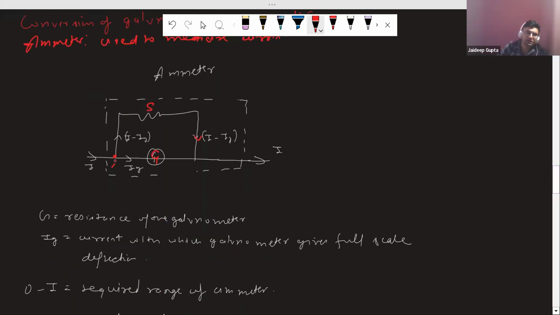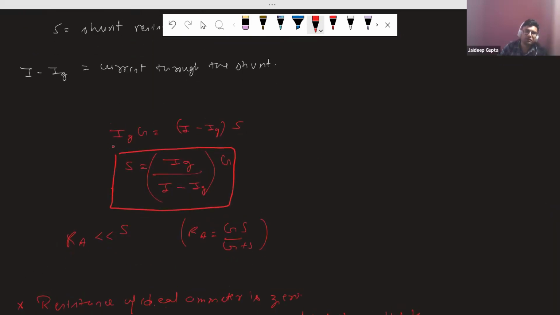And remember one thing, this is AB. The potential difference will be the same across the shunt and the galvanometer. So Ig times G equals I minus Ig times S. If you equate them, you can easily find the value of the shunt: S equals Ig G over I minus Ig.